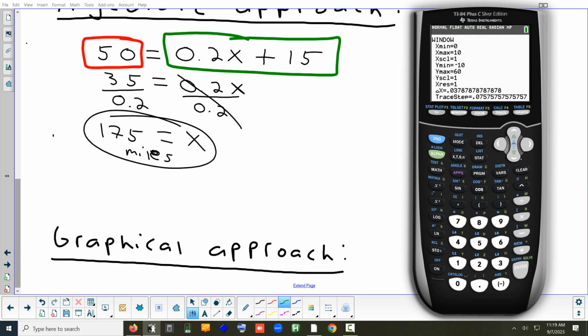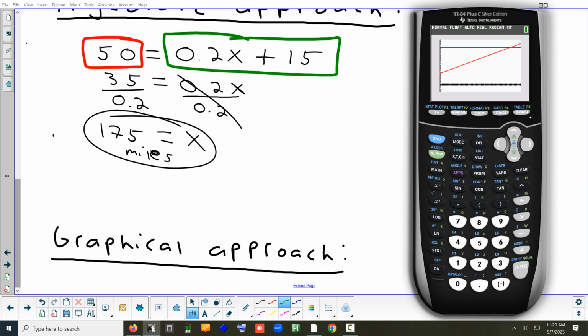But let's say we didn't know. Maybe we try like 90, and we hit graph. Well, that's going to be better. We can see it getting closer, but it's not enough. So we keep adjusting the window till we finally figure out where they cross. Let's try 200. Hit graph. And we know that's going to work because we already know they cross at 175.